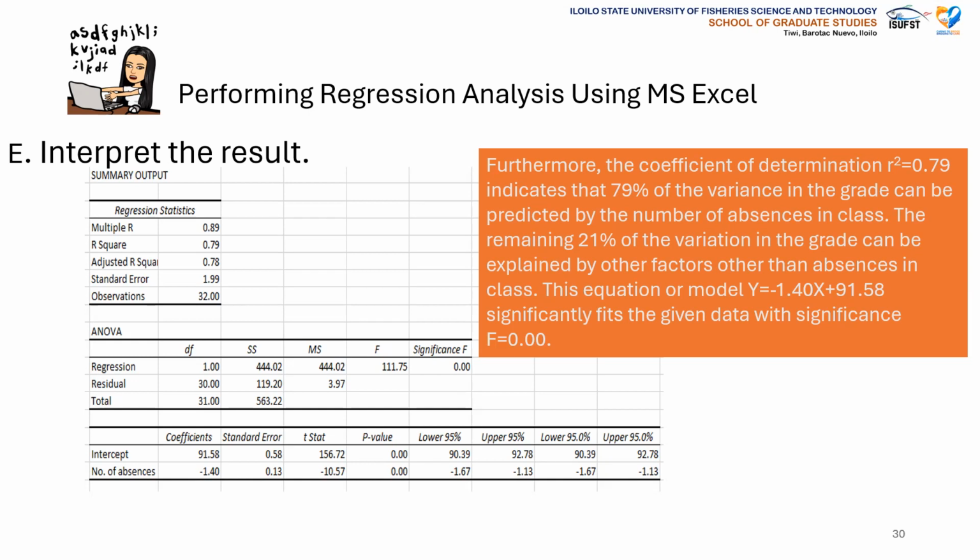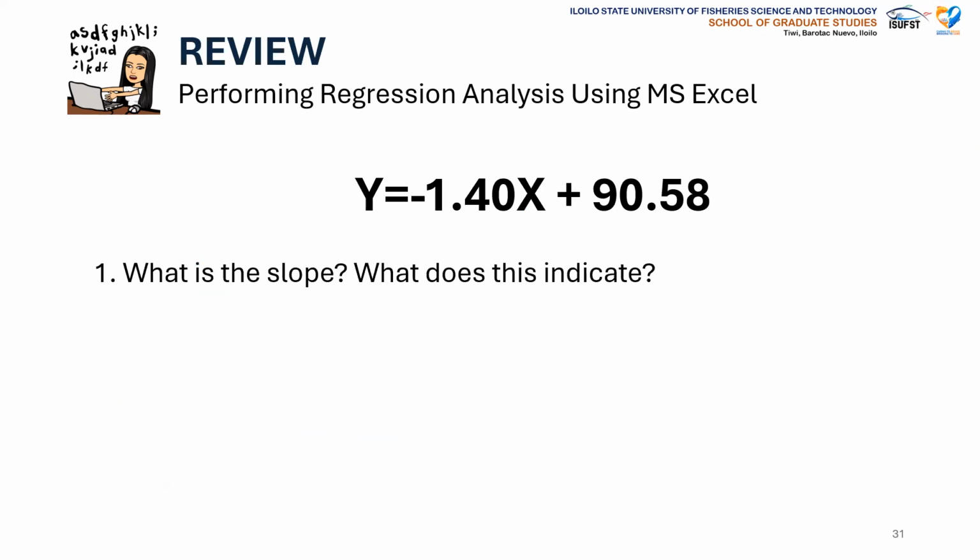This equation or model, y equals negative 1.40x plus 91.58, significantly fits the given data with significance F equals 0.000. If this is less than 0.05, therefore significant. But if it is greater than 0.05, it does not fit well. Okay? So, to do this in Excel, again, it depends on the Excel that you are using.